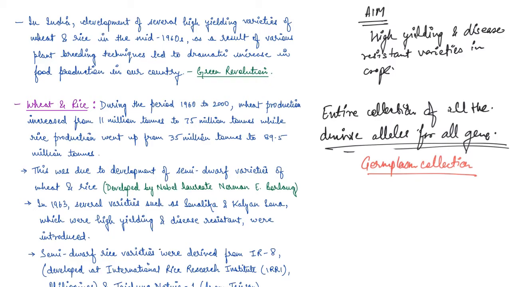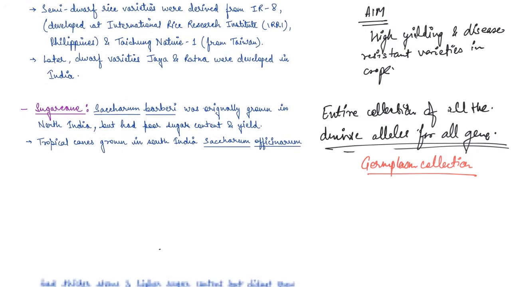We got a lot of high yielding plants, right? So basically, the semi-dwarf varieties of wheat and rice were developed. So we took varieties from the Philippines, from Taiwan, and then we grew our own dwarf varieties, right?